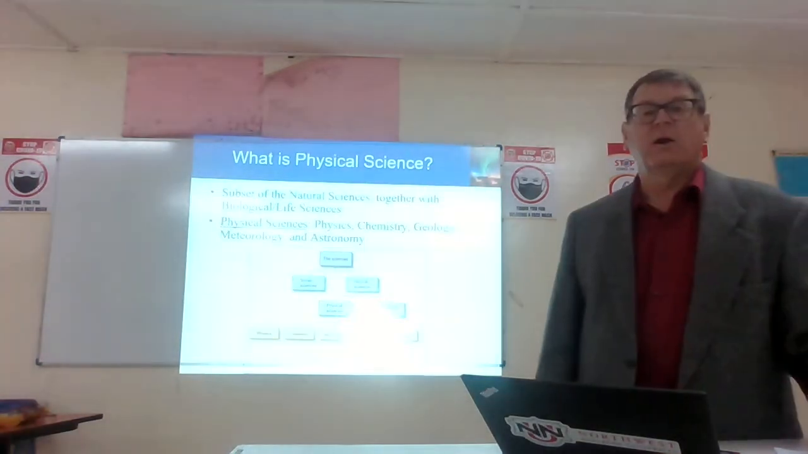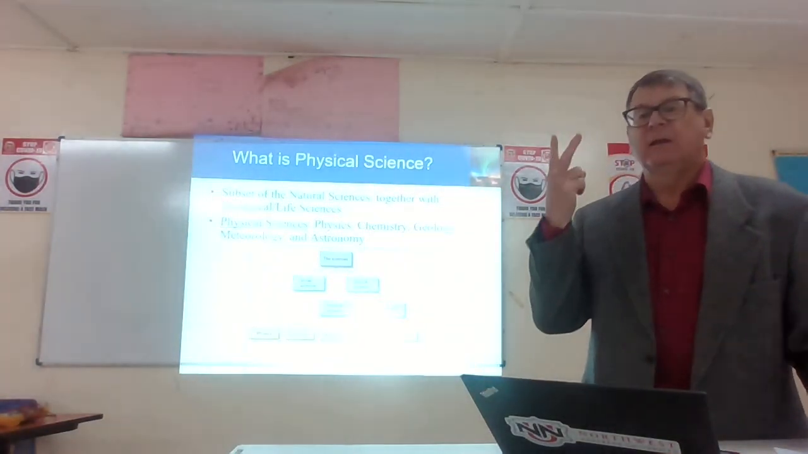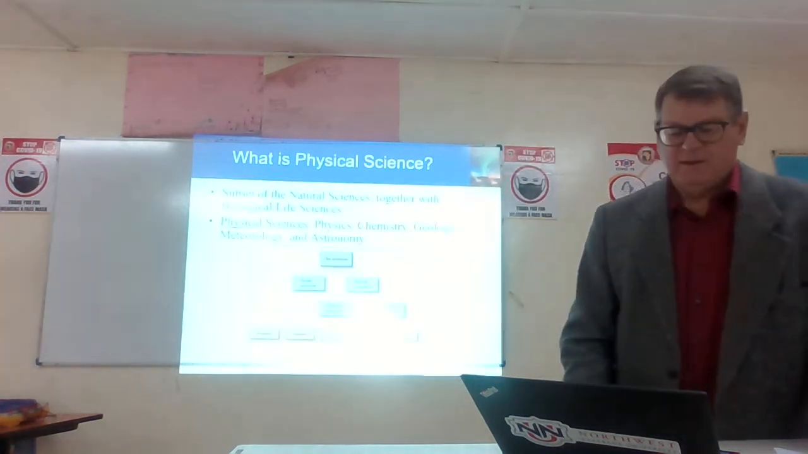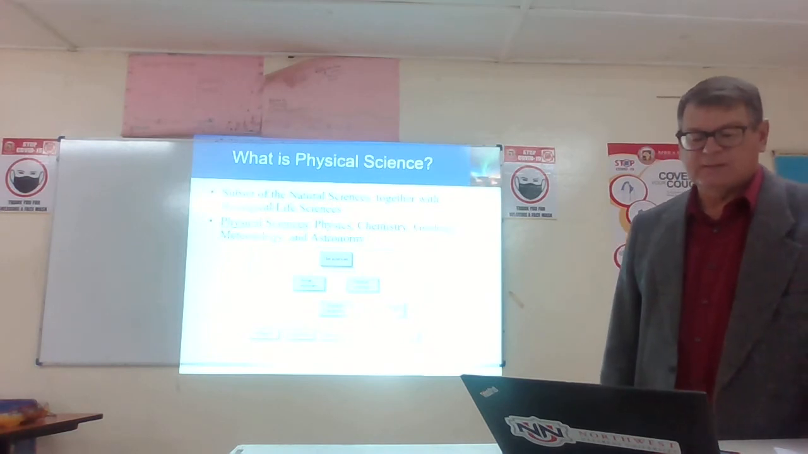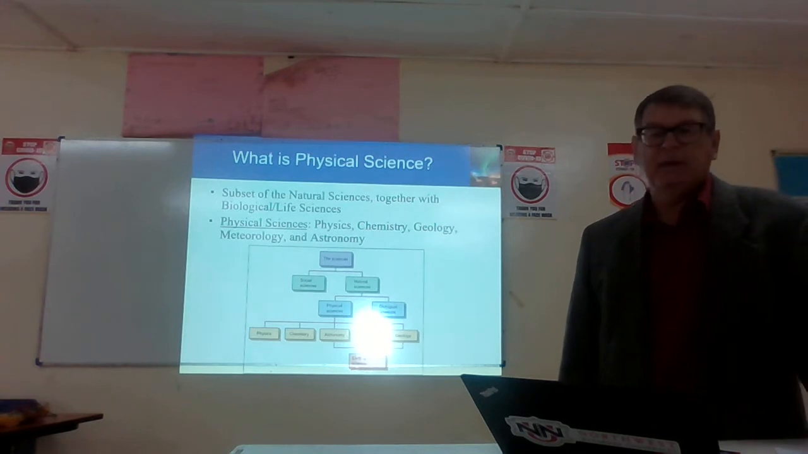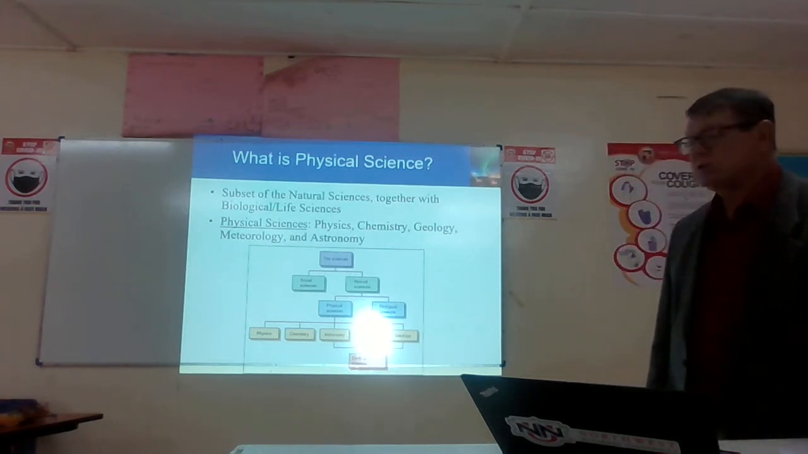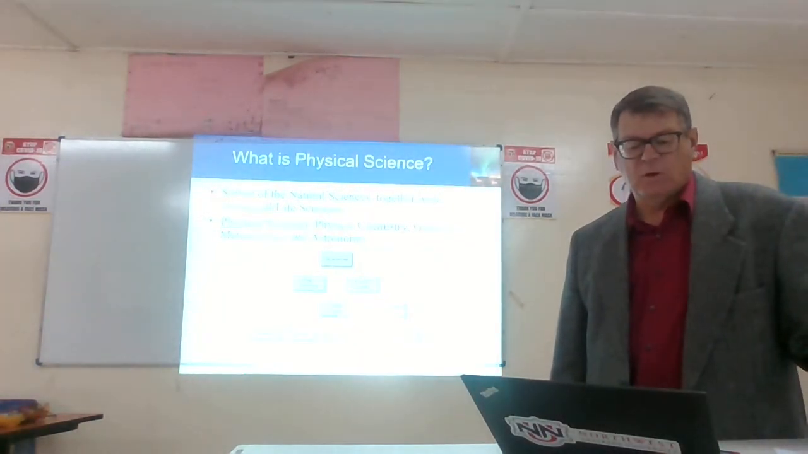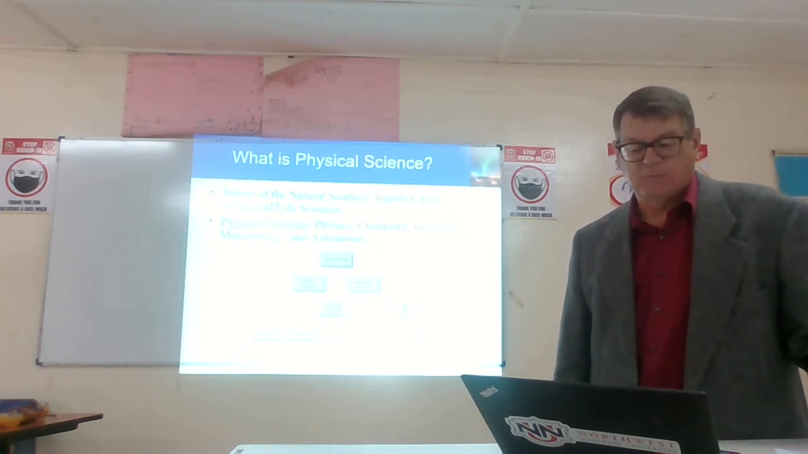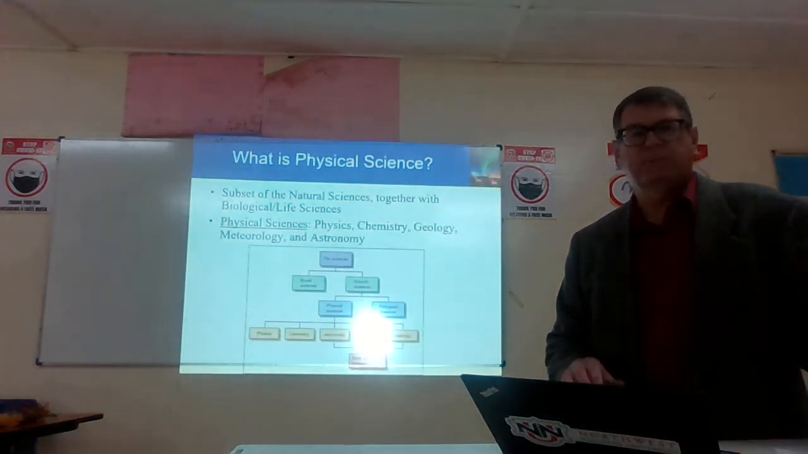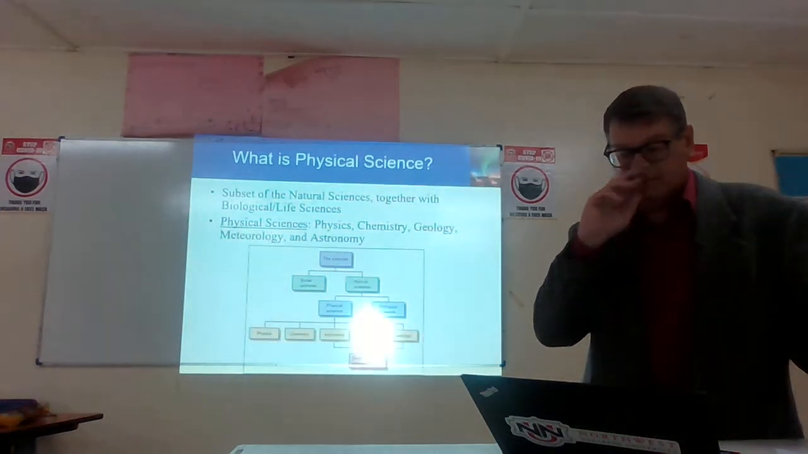At our school, in our science building, we have two floors. One floor is the physical sciences, and the second floor is the life sciences. Under physical sciences, we see five different areas: physics, chemistry, astronomy, meteorology, geology, and earth and space science. We're going to focus directly on the left-hand box there, physics, for the rest of the semester. We'll be talking about this most basic form of physical science, the study of physics.